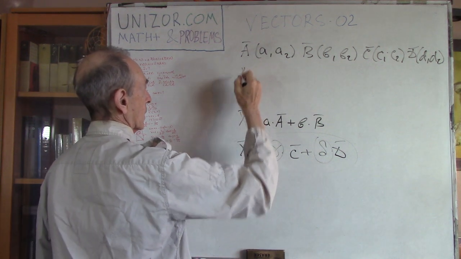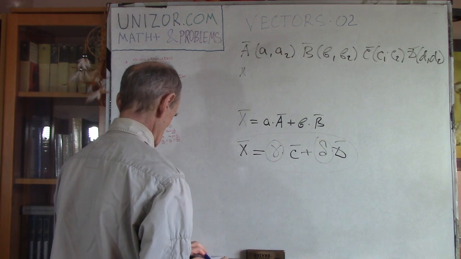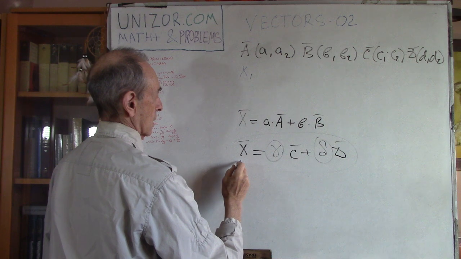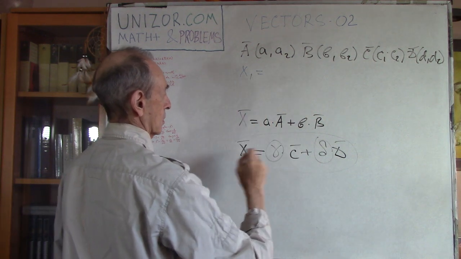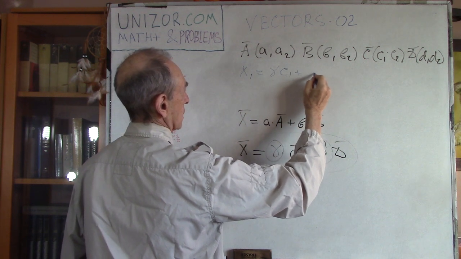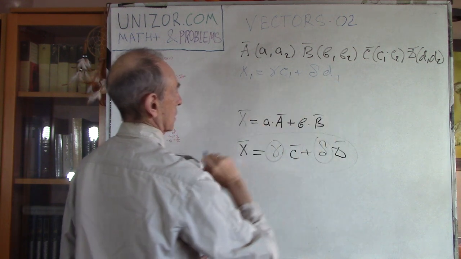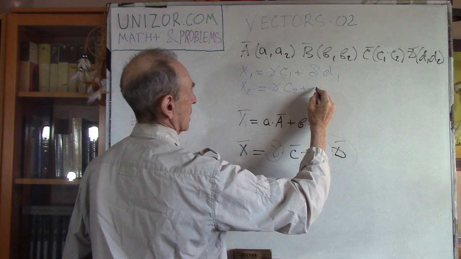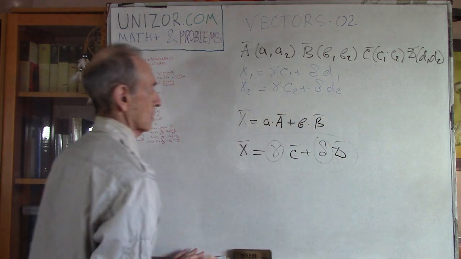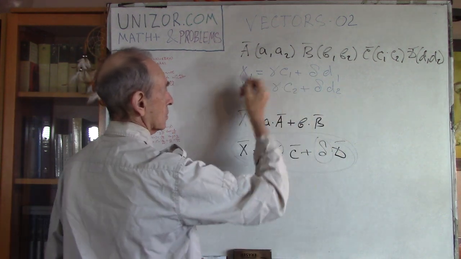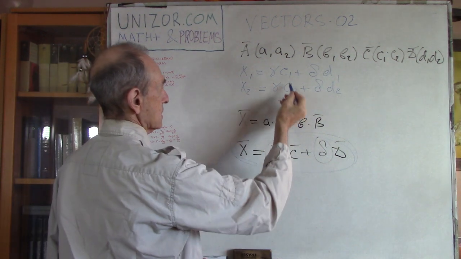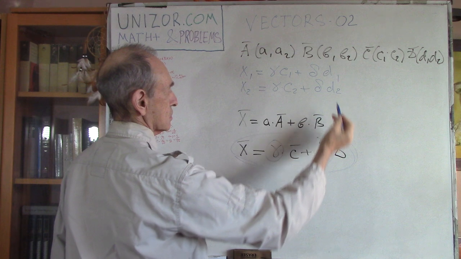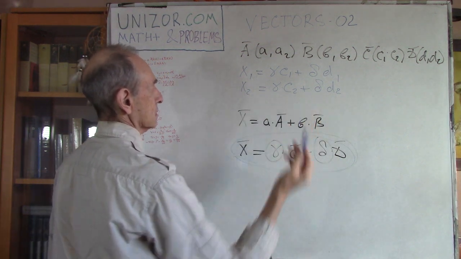How does it look? Well, x1 is equal to gamma c1 plus delta d1. And the second coordinate of x is the same gamma, but second coordinates, plus delta second coordinate d2. That's what this actually means if you represent it in coordinates, where c1 and c2 are components of vector c, d1, d2 are components of vector d, gamma and delta are unknown.